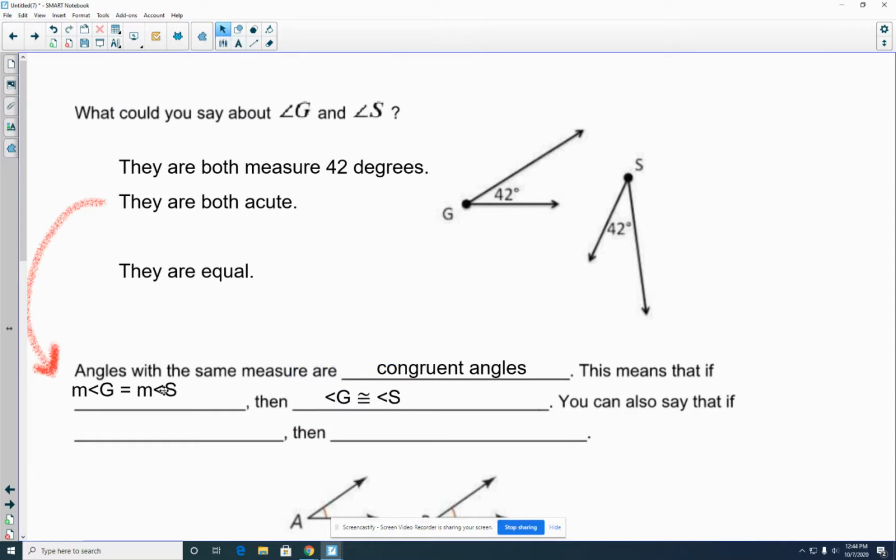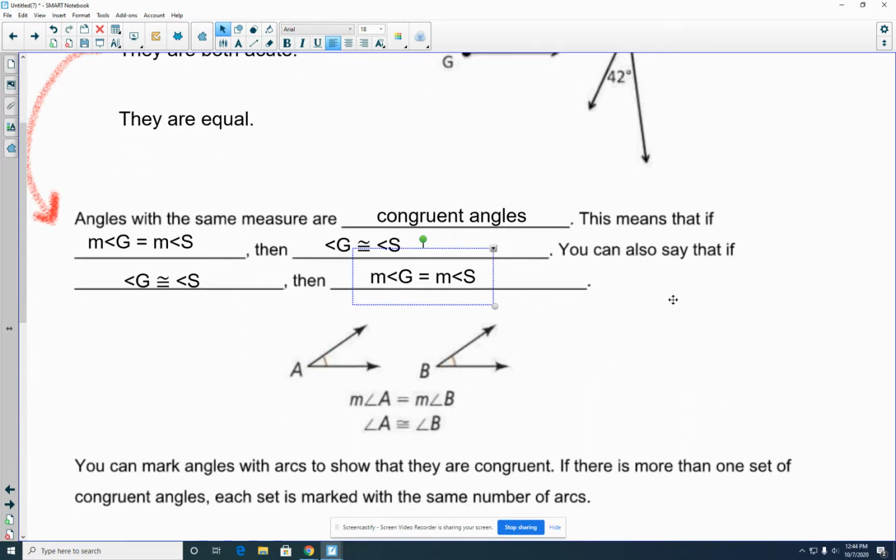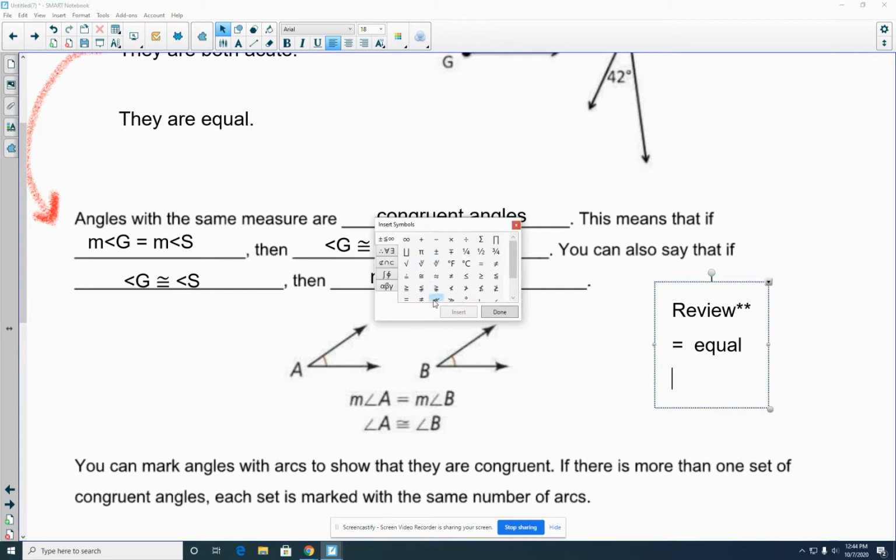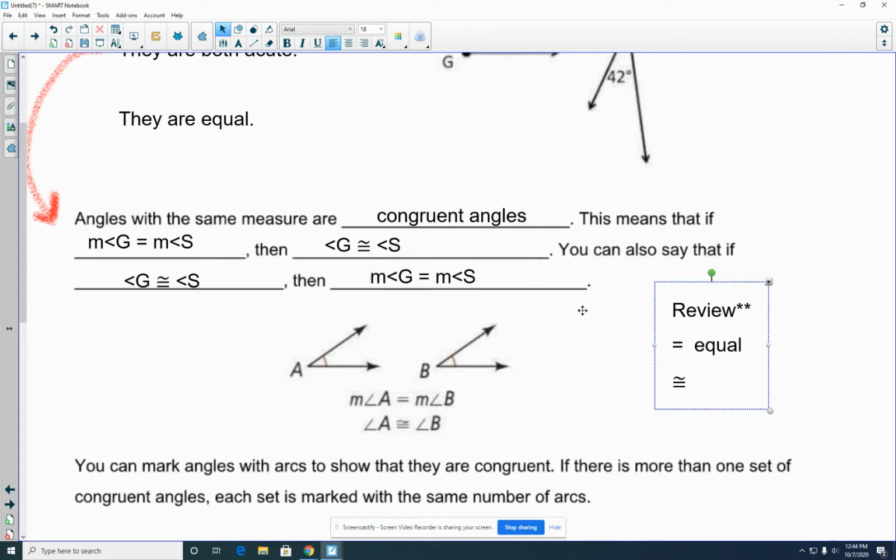Now, here's what's interesting. If they're congruent, say we knew that they were congruent first, that means that they're also equal in measure. Just like with segments. Segments that are equal are also congruent, right? So I'm just going to write those two little review items over here. When you see this, that means equal. When you see this, that's congruent.